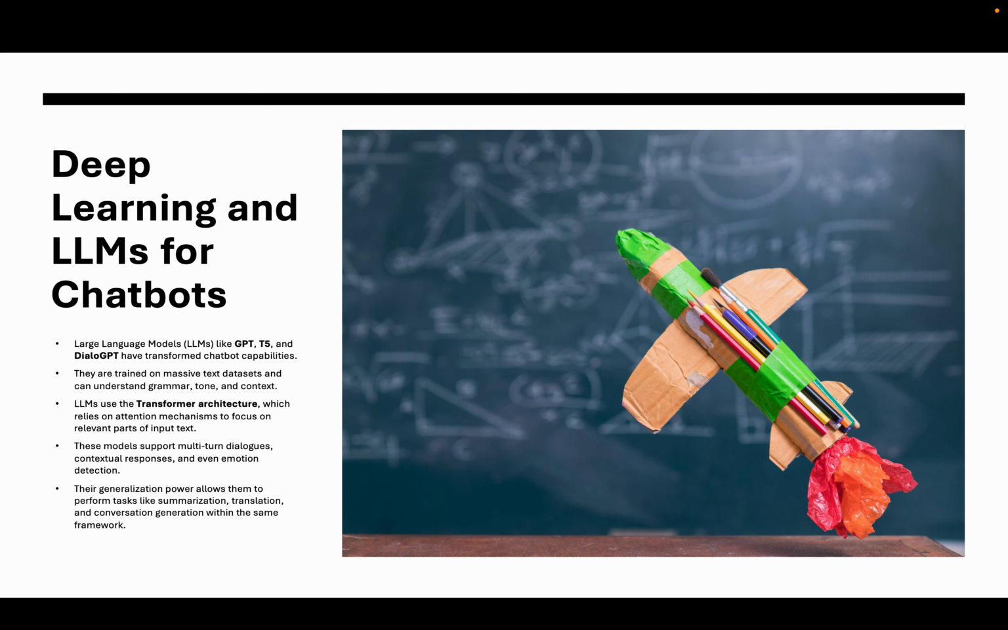Deep learning and LLMs for chatbots. Deep learning, especially through large language models, has completely changed how chatbots function. Models like GPT, T5, and DialoGPT are trained on massive datasets containing text from books, articles, and conversations. They learn grammar, semantics, and even tone. These models are based on transformer architecture, which uses a mechanism called self-attention. This allows the system to focus on relevant parts of input text and maintain context over long conversations.